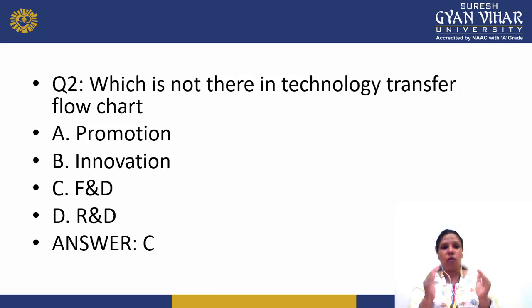We have discussed a flow chart related to the technology transfer. So first one is promotion, yes, promotion is there. Innovation, yes, innovation is also there. Then F&D, then R&D. So F&D is the right answer. That is C, F&D is not there in the flow chart of technology transfer.